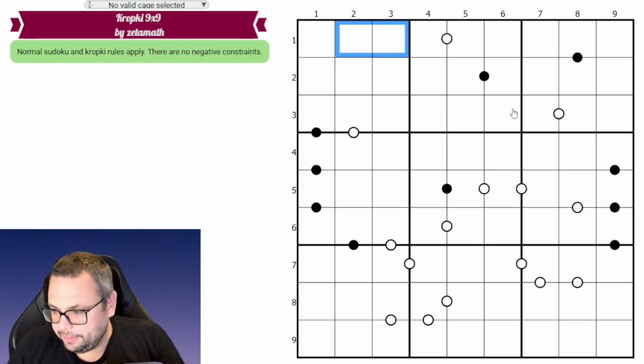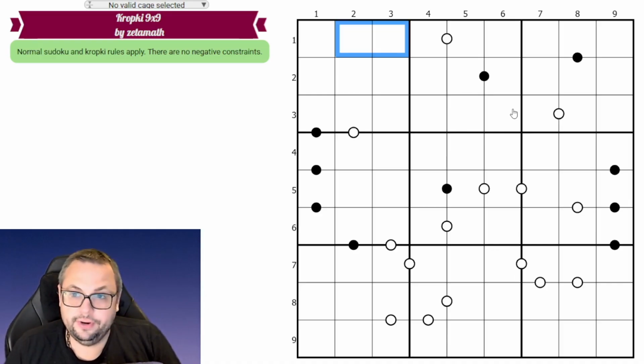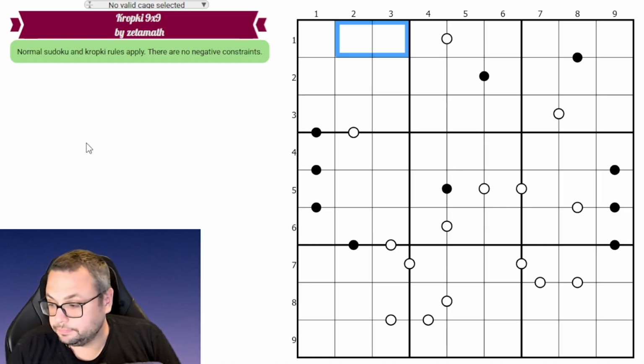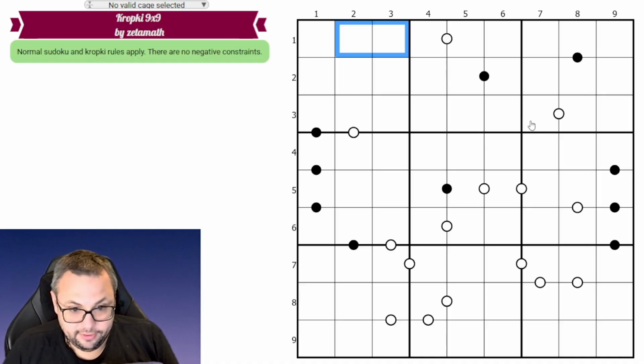So original Kropki puzzles, if you go way back into the ancient annals of puzzle history, all the dots were given. But here we do not have that. Okay, so give the puzzle a try, and we'll go through it together in just a moment.